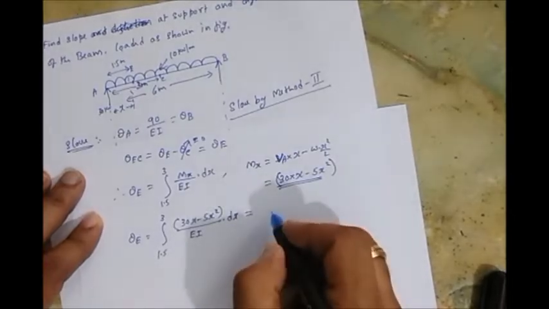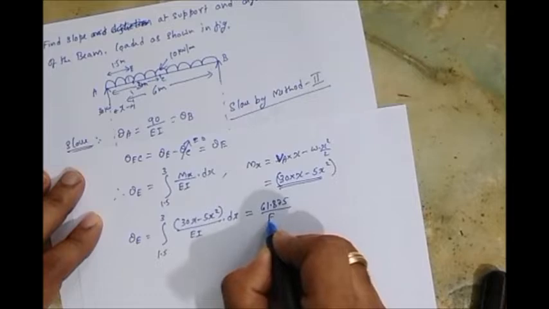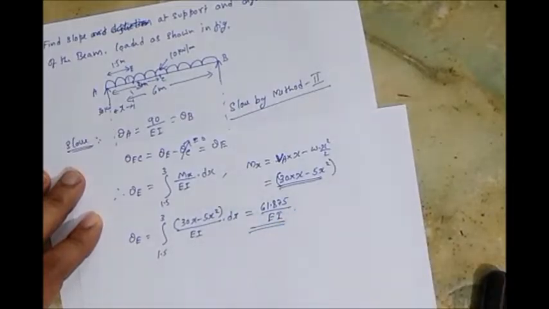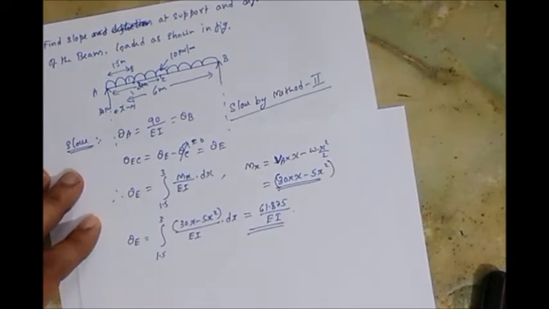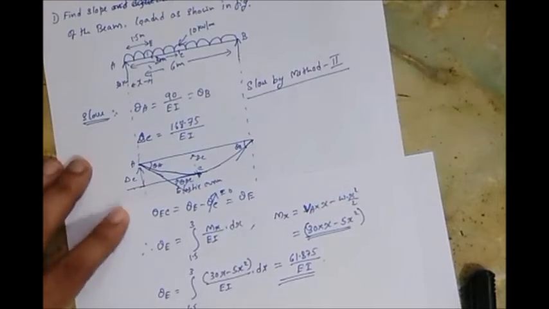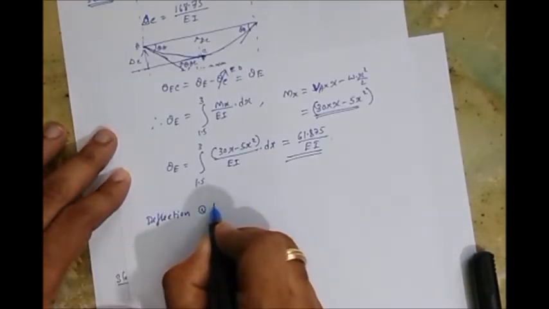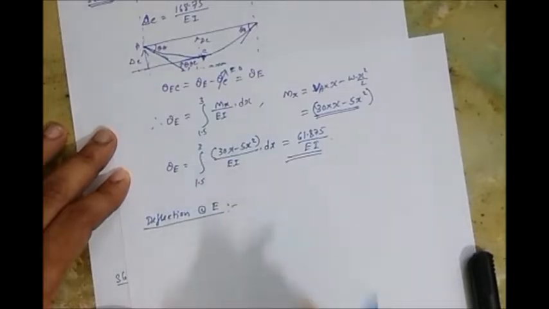If you solve, you will get 61.875 by EI. So this is what I got as the slope at E. Now we need to find out the deflection at E. How do we find the deflection at E? We need two reference points. So I'll write down the deflection at E. How will we find the deflection at E?